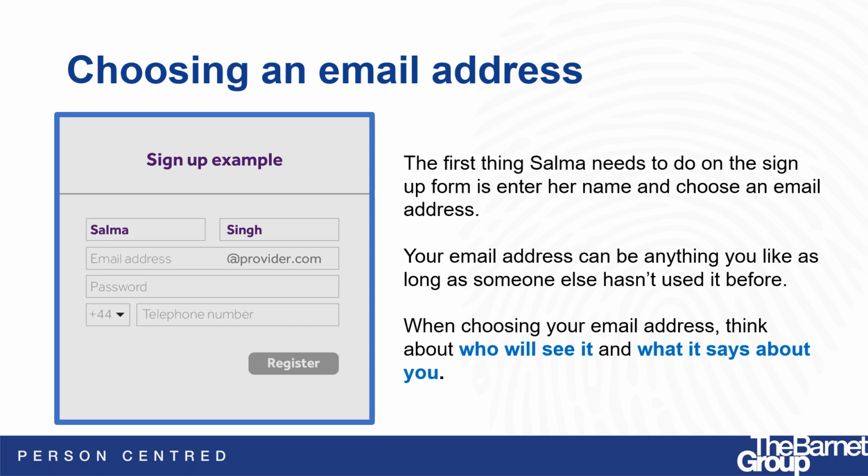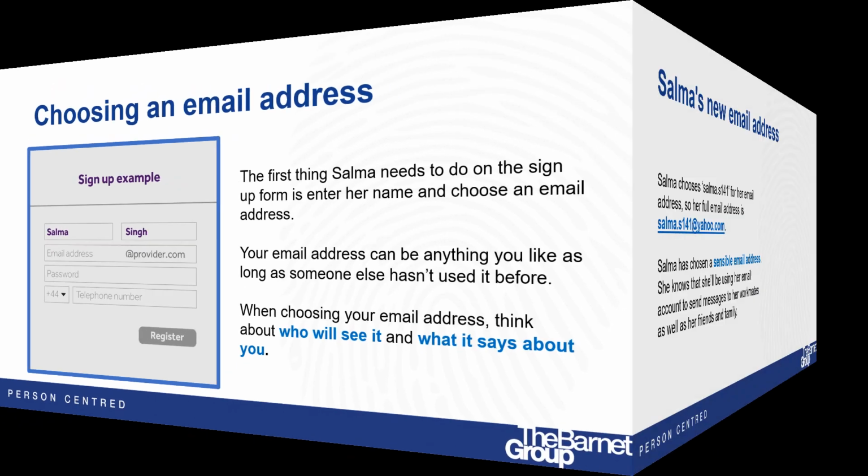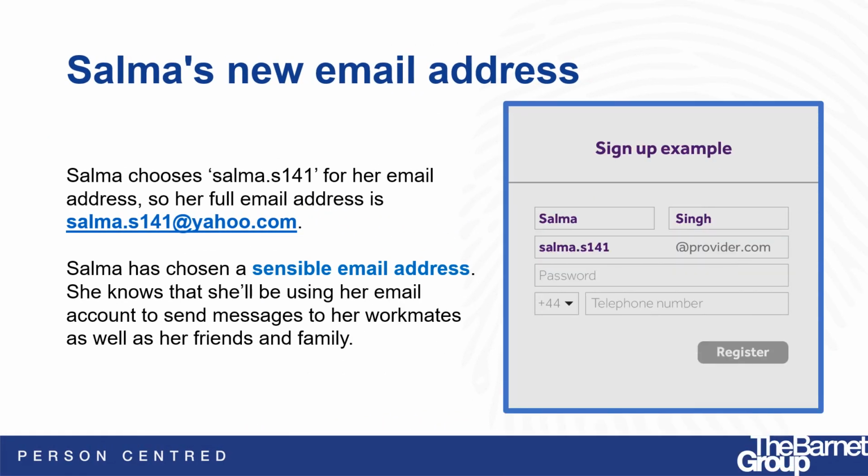The first thing Salma needs to do on the sign-up form is enter her name and choose an email address. Again, your email address can be anything you like as long as someone else hasn't used it before. When choosing your email address, think about who will see it and what it says about you. Salma chooses salma.s141 for her email. So her full email address is salma.s141@yahoo.com. Salma has chosen a sensible email address. She knows that she'll be using her email account to send messages to her workmates as well as friends and family.